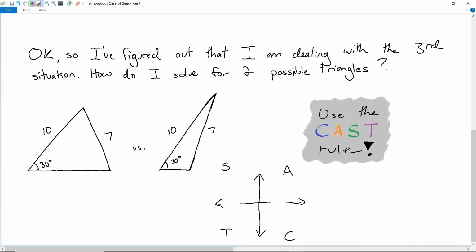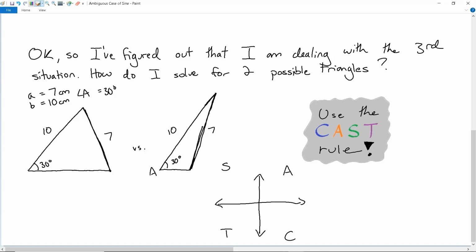So if I look at this example right here, where side length a is 7 centimeters, side length b is 10 centimeters, and angle A is 30 degrees, there are two ways I could actually set up this question. I could set up the triangle where the side length a is kind of sticking out to the right, or I could have it much closer to this first spot here of angle A and kind of create a sharper angle.